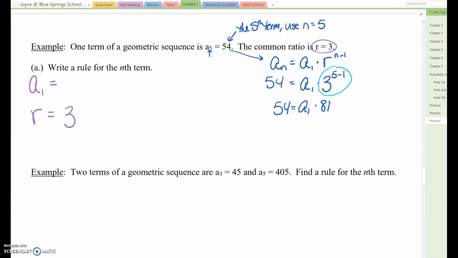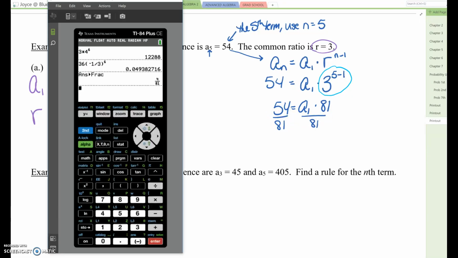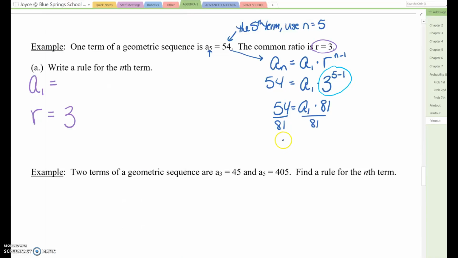How do we undo times 81? Divide by 81. And in our calculator, 54 divided by 81 gives us the decimal 0.6 repeated. Do you know what fraction is 0.6 repeated? 2/3. If you don't know that, use your calculator's fraction features to change it back to a fraction. Our first term is 2/3.